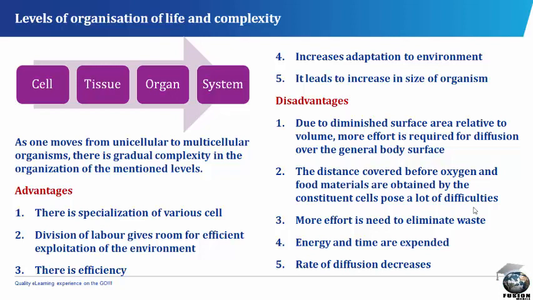The third level is the organ. An organ is formed when two or more different types of tissues are aggregated together to perform a specific function. Examples of organs include roots, stems, and leaves in plants, eyes, ears, kidney, etc. in animals. The fourth level is the system.